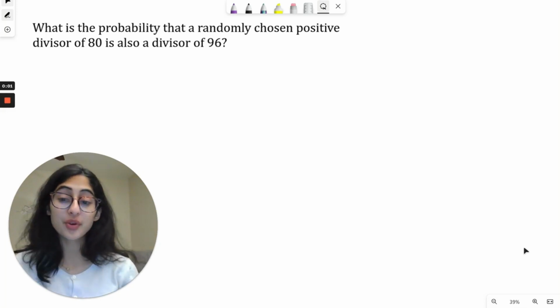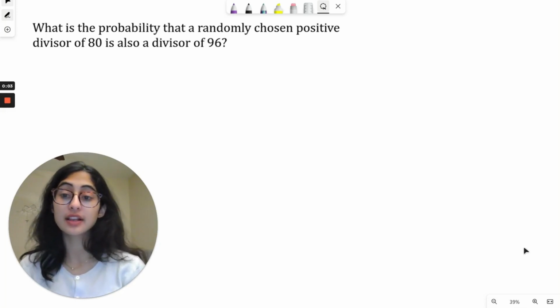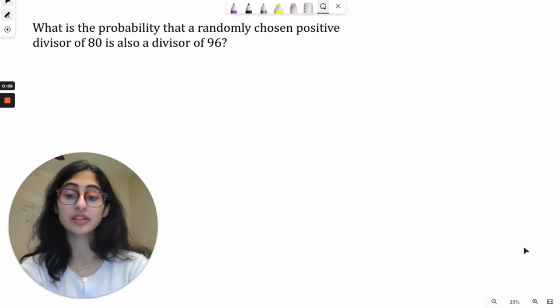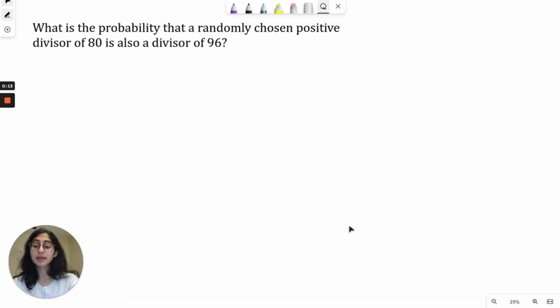All right, so this is question 4 in the week 6 handout, and it says, what is the probability that a randomly chosen positive divisor of 80 is also a divisor of 96? All right, so let's break this down. Basically, what this is saying is we're going to be picking a divisor of 80, just any random factor of 80, and we need to see if that's also a factor of 96.